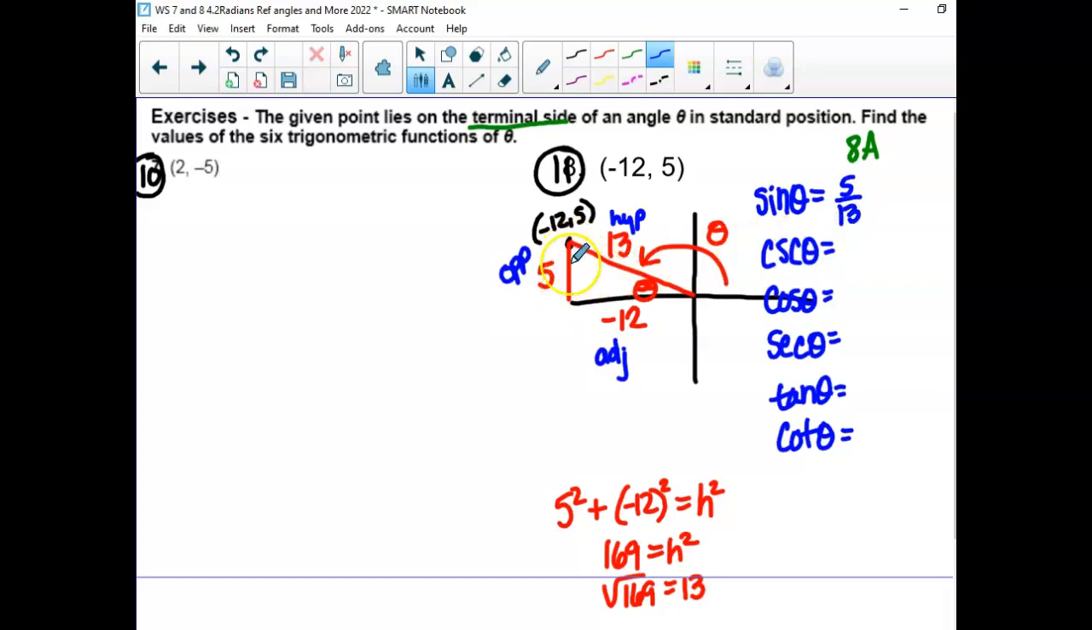Is this an X or a Y, guys, that 5? Because eventually you're going to have to know this as a different definition. That's a Y value, right? Because it was an up and down. So eventually we're going to call that Y over R, where this is the radius. Okay, we flip it over and we get 13 over 5 for cosecant. But that was positive. Cosine is adjacent over hypotenuse, so we get a negative 12 over 13.